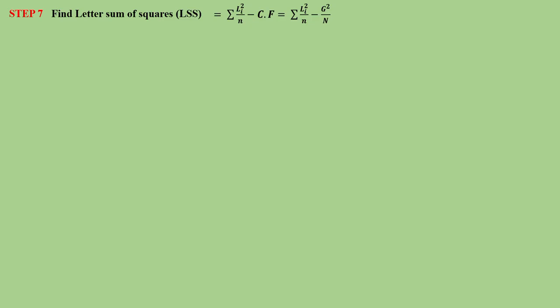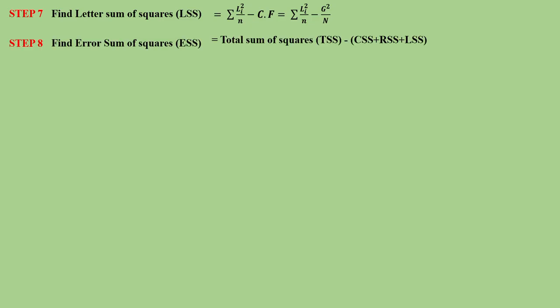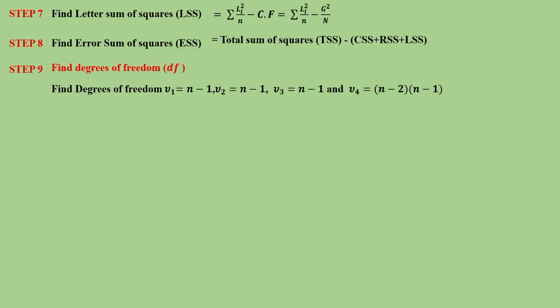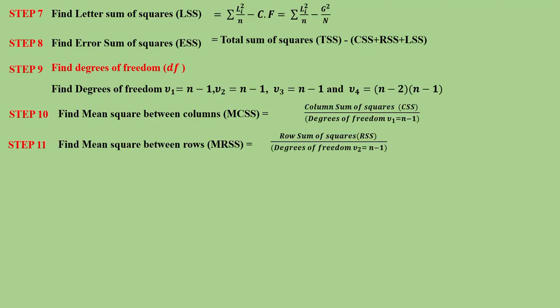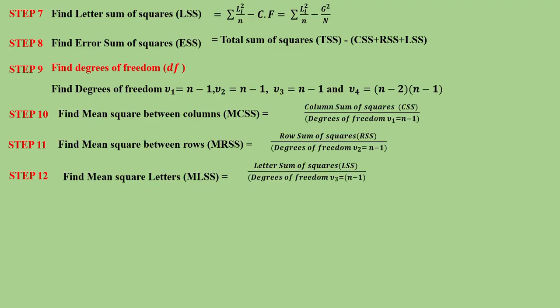Next, find the letter sum of squares using the formula, then the error sum of squares, that is total sum of squares minus CSS plus RSS plus LSS. Then find the degrees of freedom V1, V2, V3 and V4. Next, find the mean squares between the columns, MCSS, then MRSS, then MLSS and MESS.